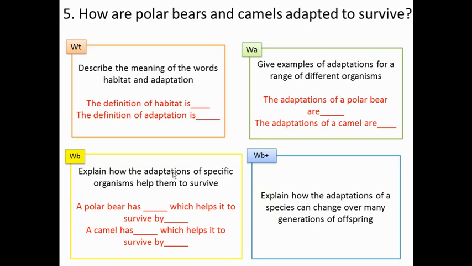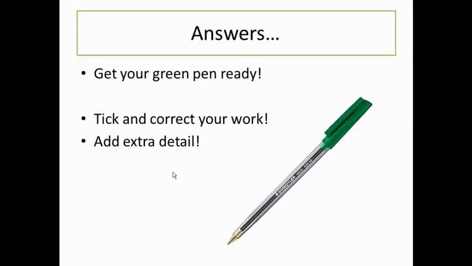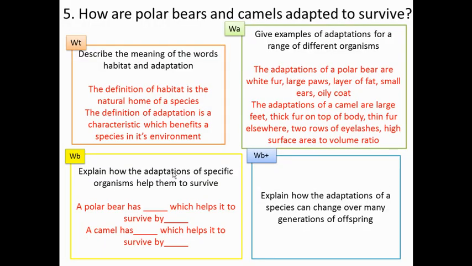Okay, so let's see what answers we got. The meaning of the words habitat and adaptation. The definition of a habitat is the natural home of a species. The definition of an adaptation is a characteristic which benefits a species in its environment. For working at, give examples of adaptations for a range of different organisms.